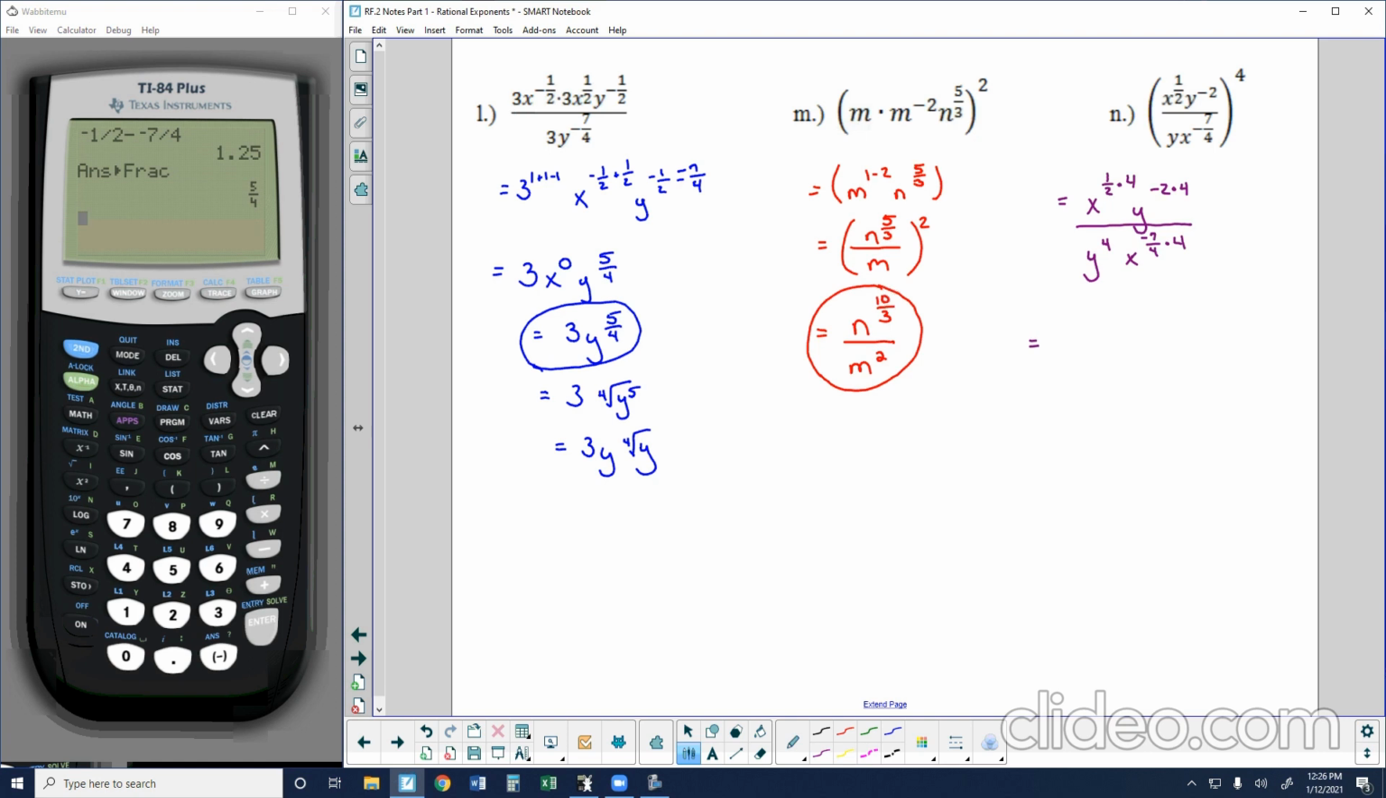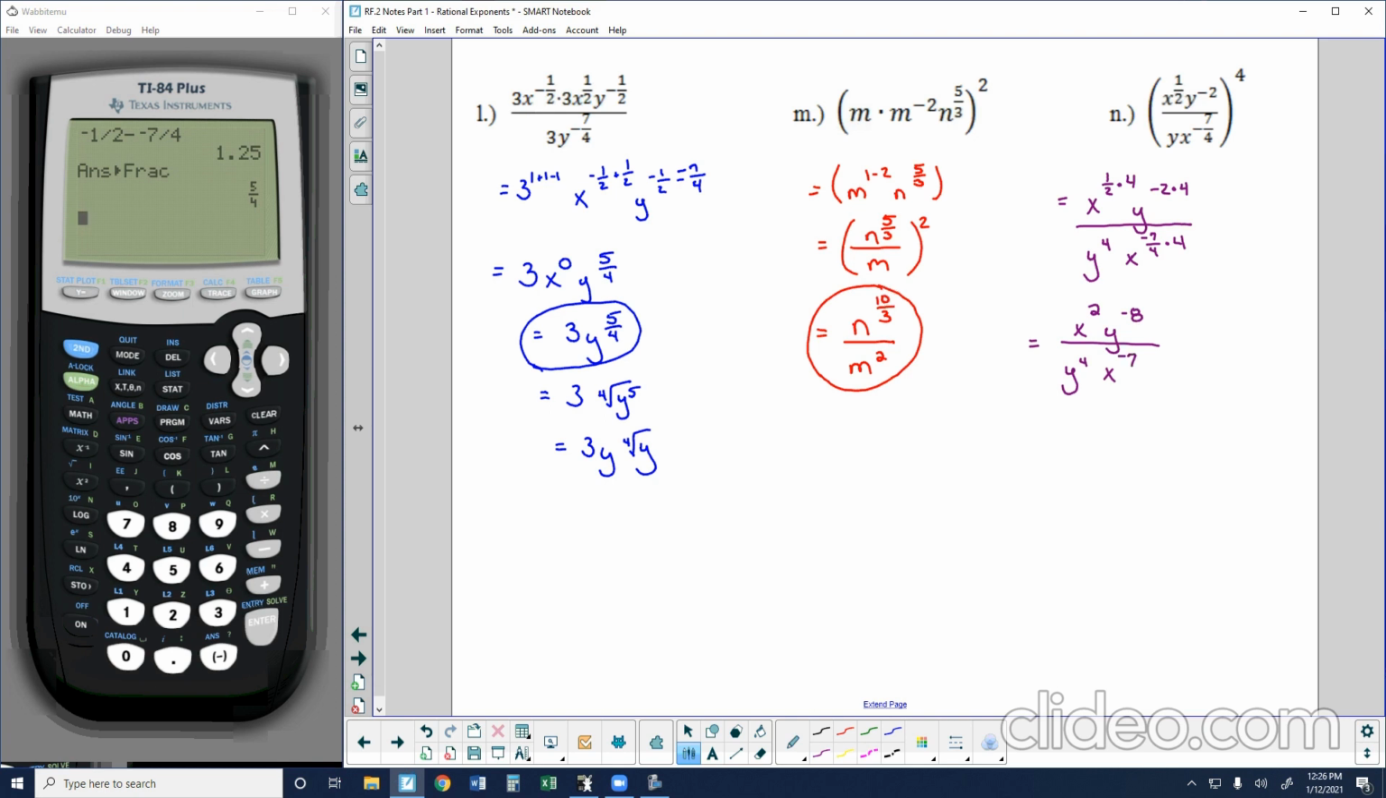Now let's simplify this expression. So this would leave me with x to the 1/2 times 4. 1/2 times 4 is just 2. Y to the negative 2 times 4. Negative 2 times 4 is negative 8. Y to the fourth is still down here. And then x to the negative 7 over 4 times 4 would be negative 7.